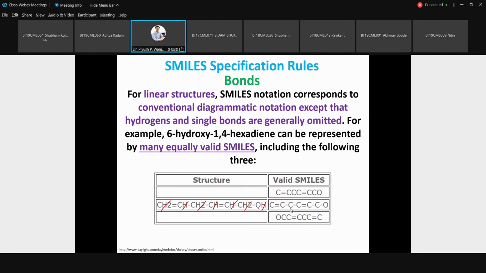Now this you can get directly, but you can also have the opposite representation. If you start from the O and end with the carbon, it is still a valid representation. So you can write it from both sides and you will get the same structure.